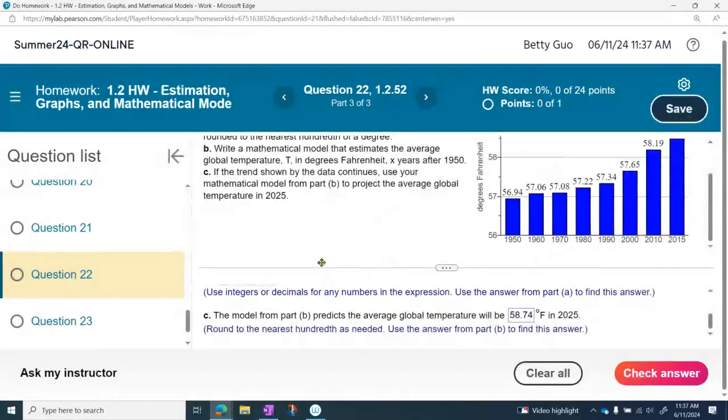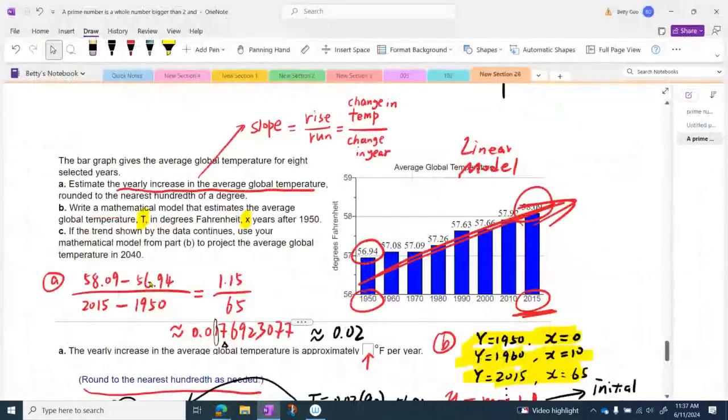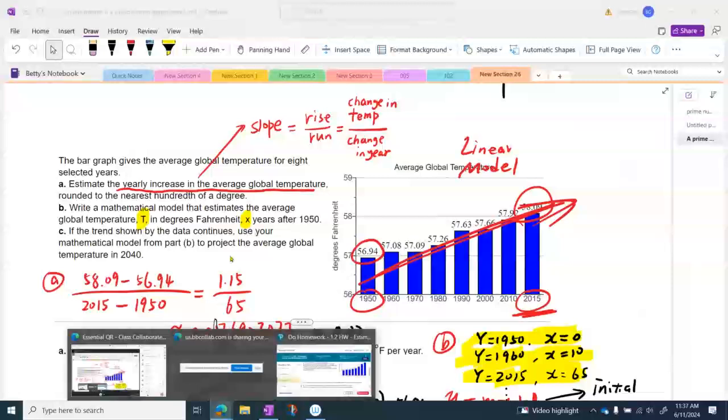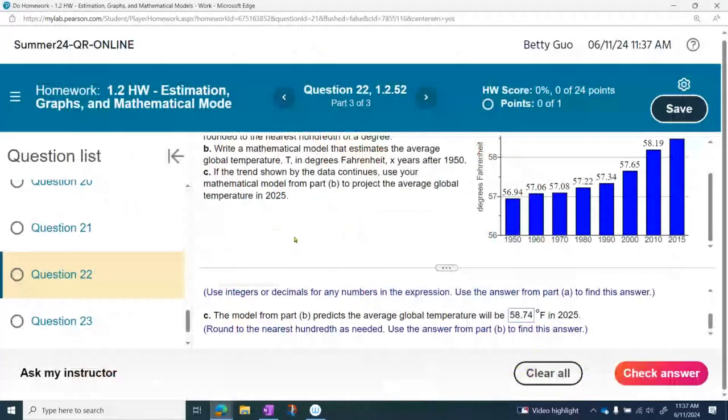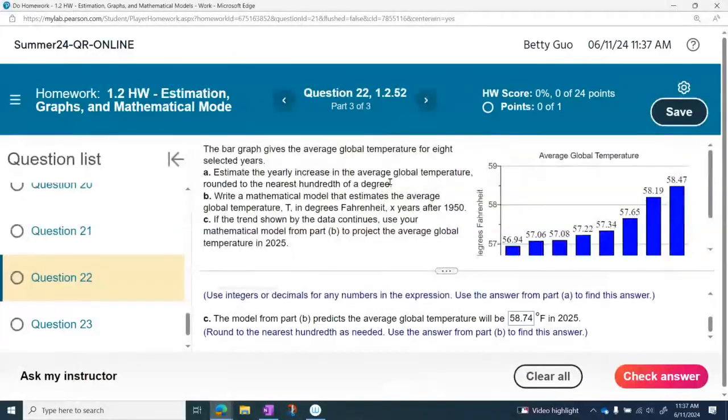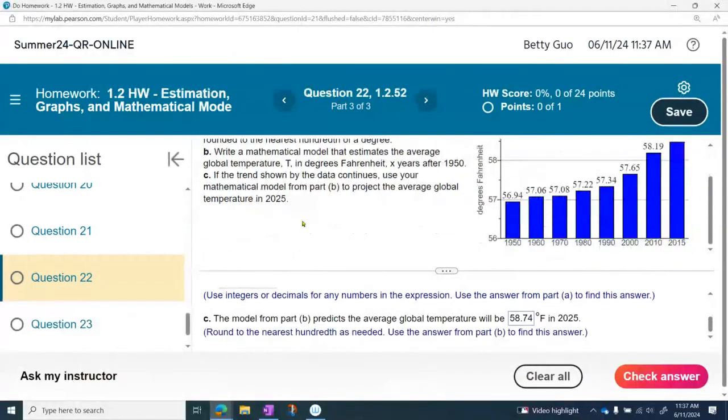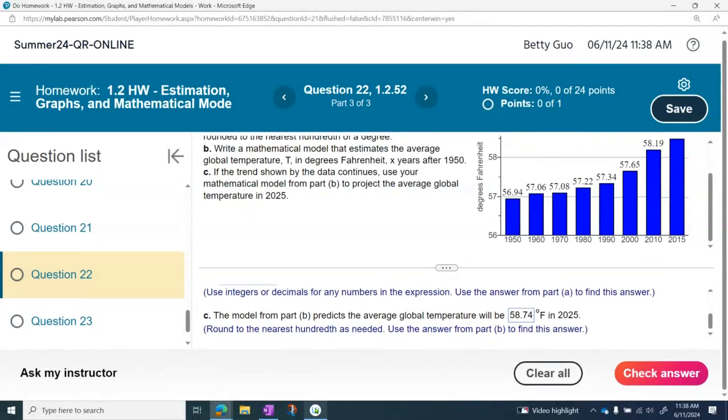Hold on. Isn't here 2040? Oh, I understand. That was the question I copy pasted earlier before the class. We started the class, and then I logged out, and now I log in again, so the question changed. The question structure stays, but the numbers changed. Part C here is to predict the temperature for 2025. My bad. So let's do it again, okay?